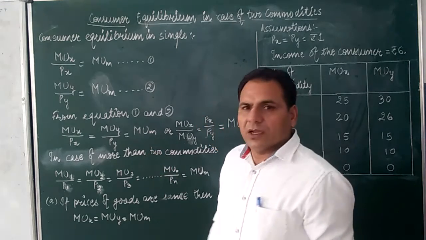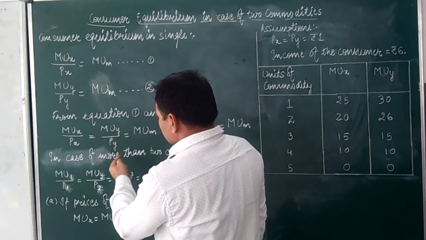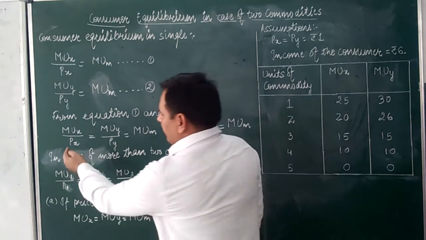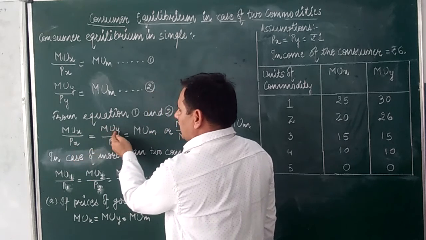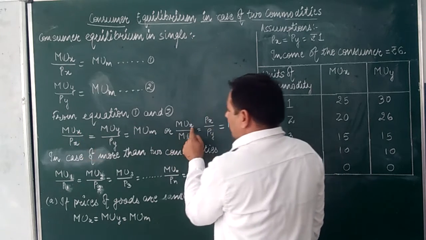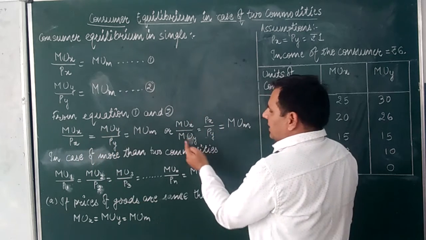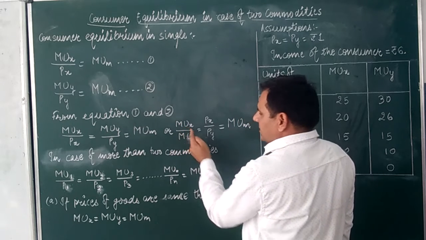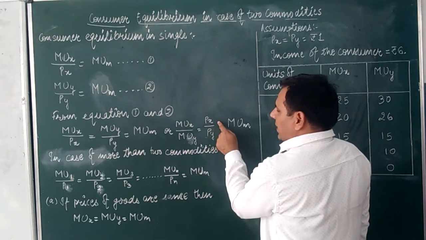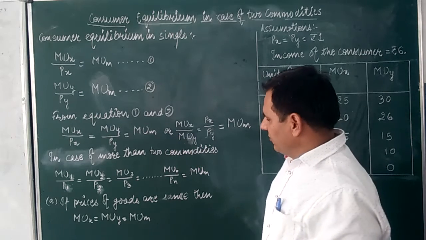This equation can be altered in this way: if we take marginal utility of y to the left hand side, and take the price of commodity x to the right hand side, then this equation will be altered as marginal utility of x upon marginal utility of y, and both should be equal to price of x upon price of y, and both these will be equal to marginal utility of money.